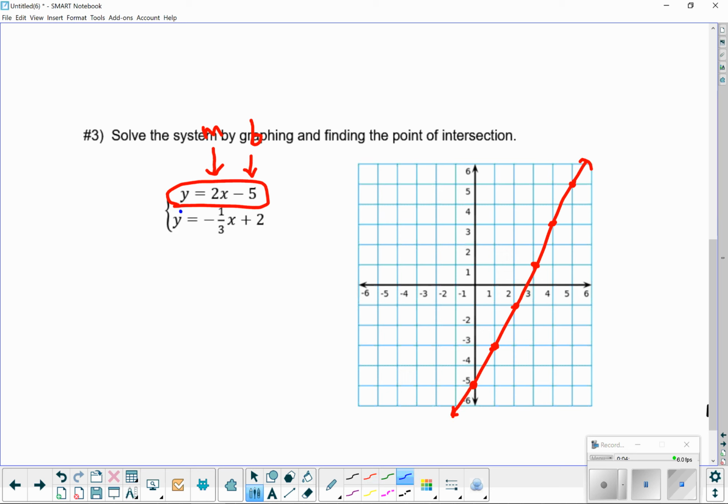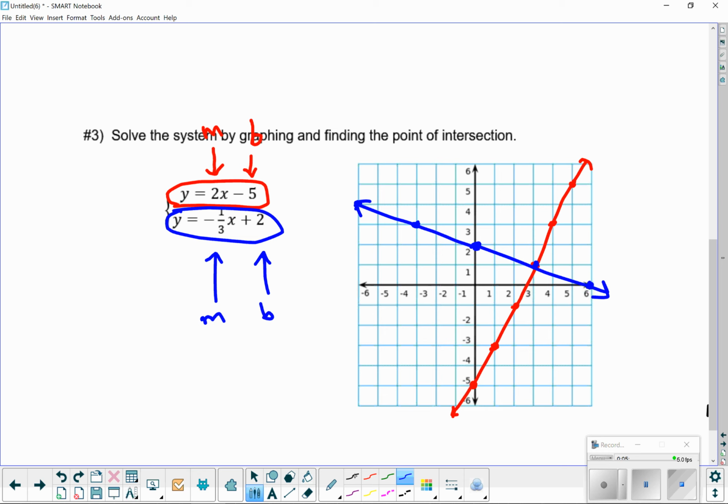Okay, the second equation. The y-intercept is at 2. Sorry, I meant to say y-intercept, that's your b value. So it starts at 2. And the slope is going to be -1/3, meaning down 1 and over 3. So down 1 and over 3, you'll see it hits right here. Down 1 and over 3 and hits it here. You would also have to draw the other direction, doing the opposite: up 1 and left 3. That's going to give you the other side of the graph.